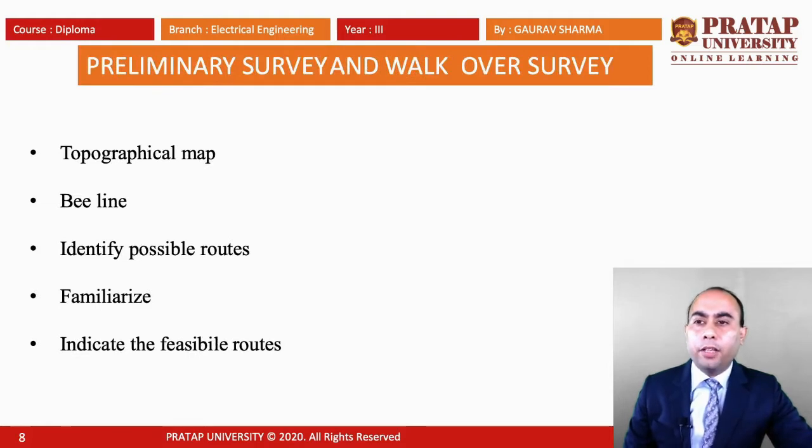Now, for the preliminary survey and the walkover survey, first we see the topographical map, or in short topo maps, and the second point is the B line. Then identify possible routes, familiarize, and indicate the feasible routes. These 5 points we have to consider for the preliminary survey.